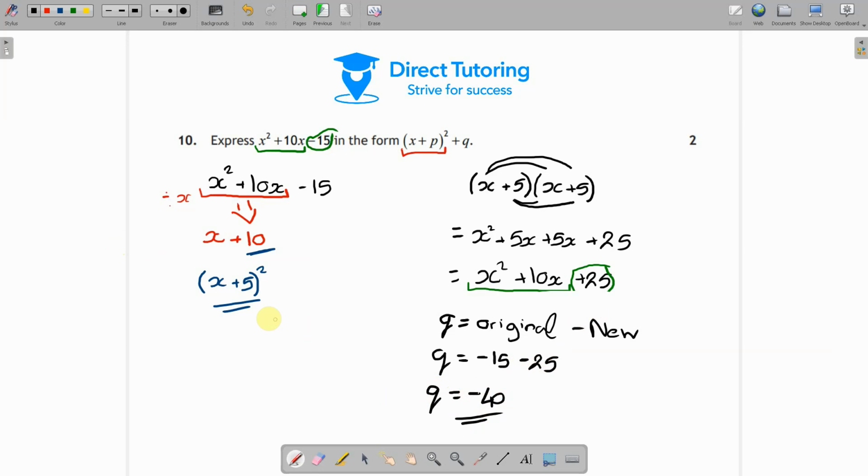Now, if you left it like that, you would only get a mark. You must write it in its final form, which is going to be (x plus 5) squared minus 40. And that is your final answer.